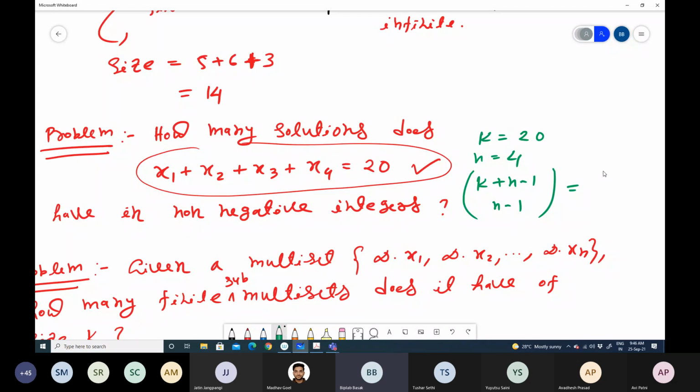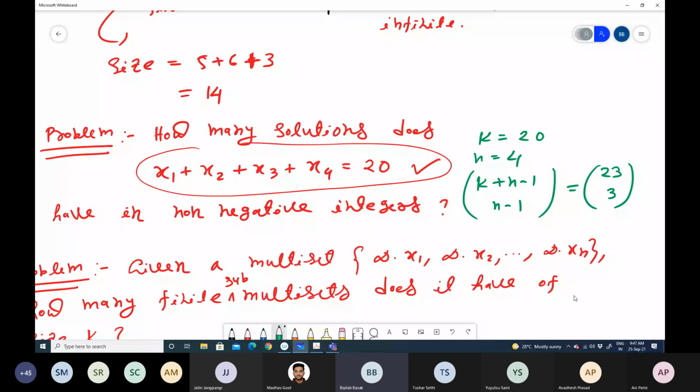So that will be 23C3. So there are that many solutions in terms of non-negative integers. Okay, so this portion is very simple.